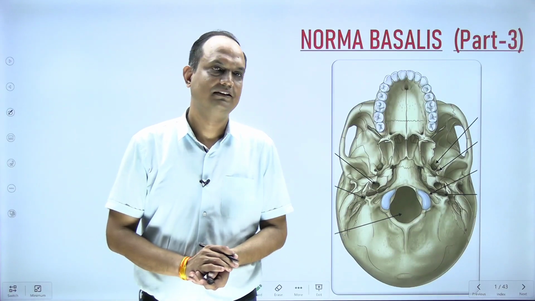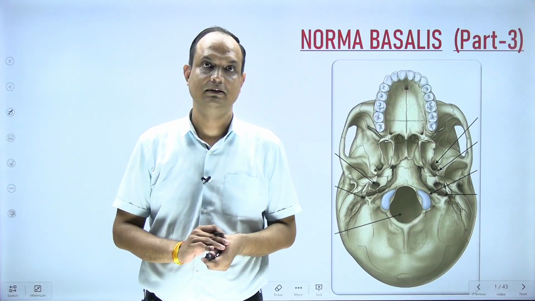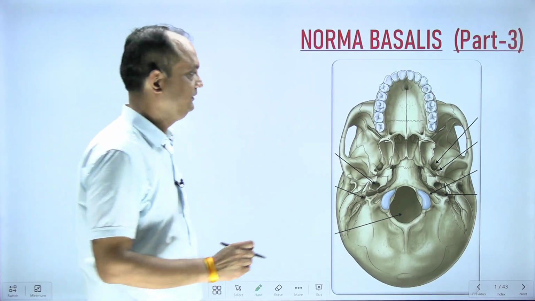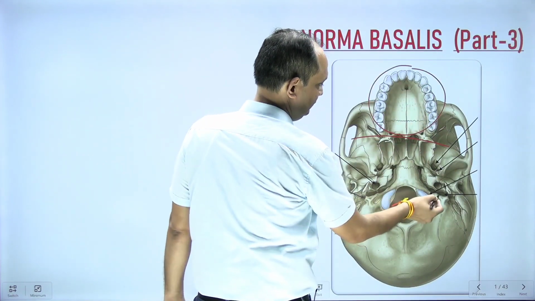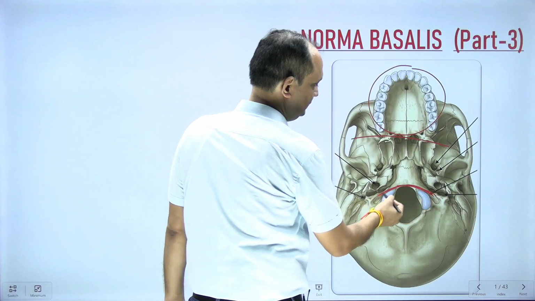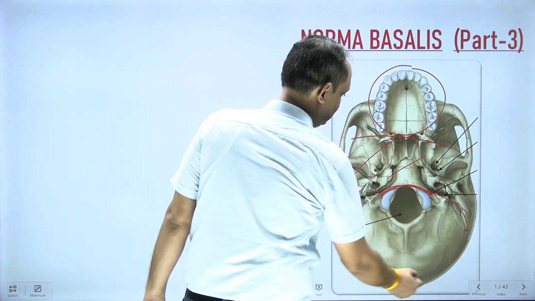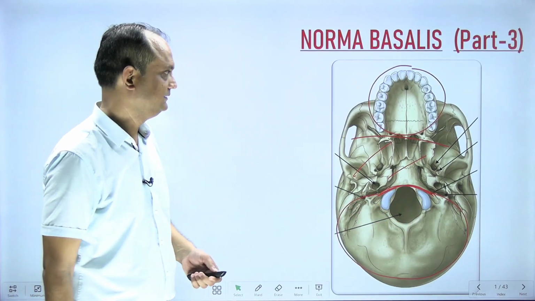Hello students, in the continuation of Norma Basalis, today we will discuss part 3. As I already told you, when we are reading this Norma Basalis, we divide it into 3 parts. This is the first part, then you have an imaginary line in front of the foramen magnum, that is known as the second part, and then the third part. So today we will discuss this third part of Norma Basalis.